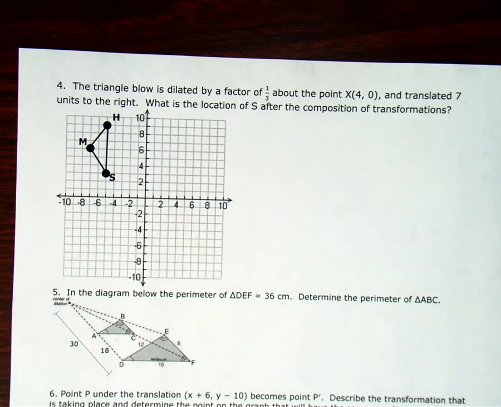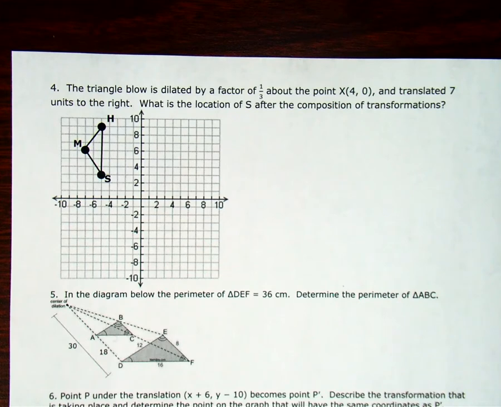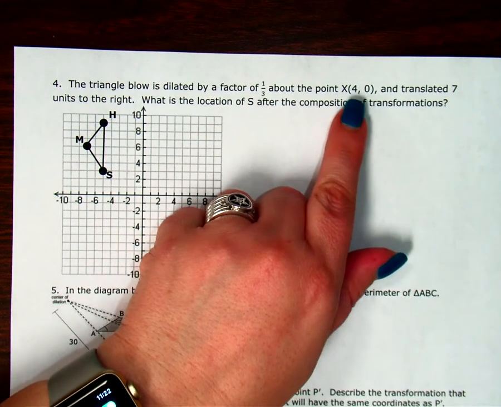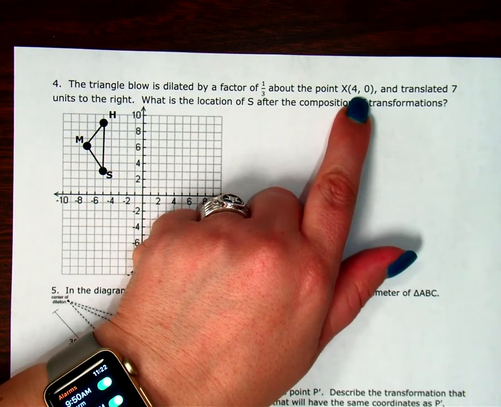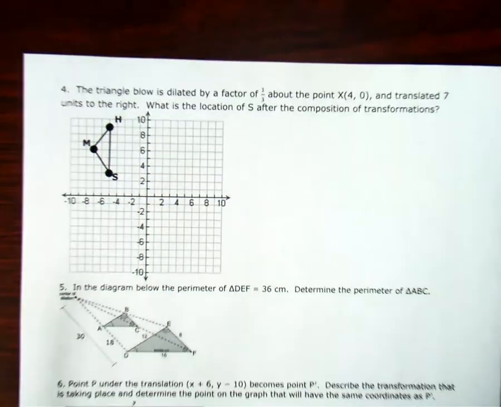Our triangle below is dilated by a factor of 1/3, about the point (4, 0), and translated 7 units to the right. What is the location of S after the composition of transformations? So notice I'm only worried about the location of point S, which is kind of nice because when we're dilating about a point that is not the origin, there's a process we have to go through. So let's review what that process is.